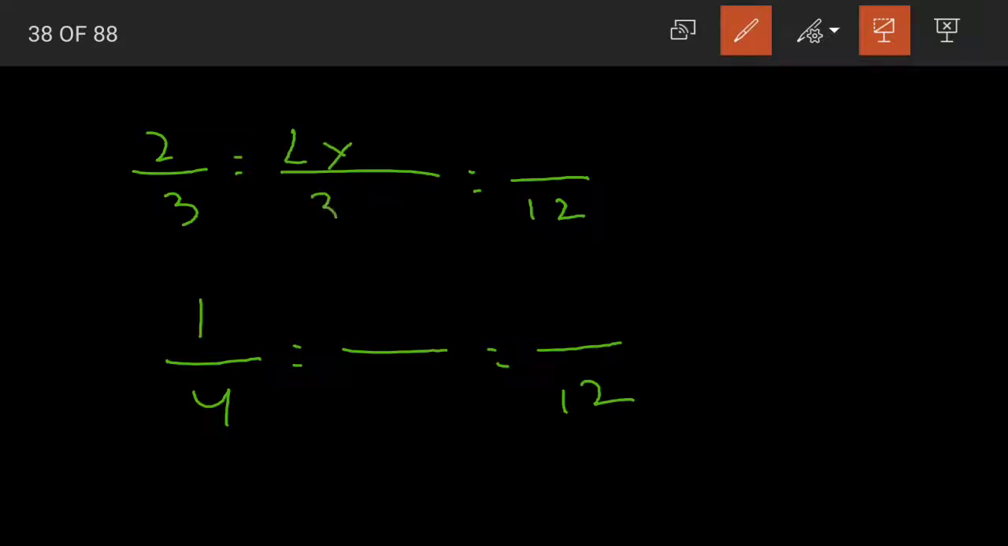Now here for the first fraction, I am having 3 as the denominator, but I want it to be 12. Now how can I make it 12? We have 3 into 4 is equal to 12. Yes, we have 3 into 4 is equal to 12.